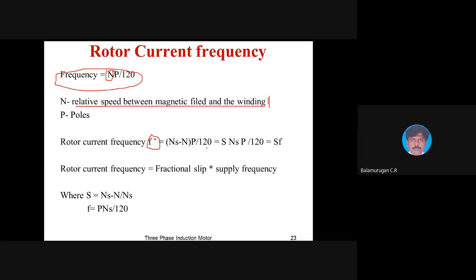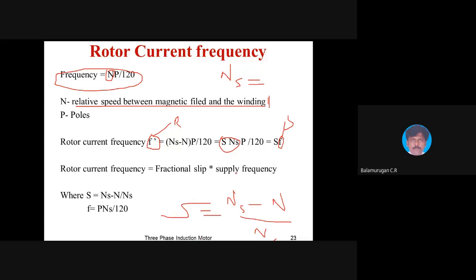So F dash equals (NS minus N) into P divided by 120. This can be obtained from the slip formula. You can see the board: slip is equal to (NS minus N) divided by NS. So here you can substitute NS minus N equal to S into NS. So S into NS into P divided by 120, and this can be given as S into F. What does this F represent? This is the stator frequency and F dash is the rotor frequency.